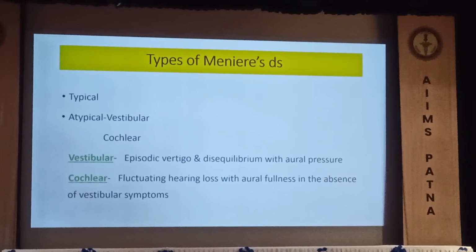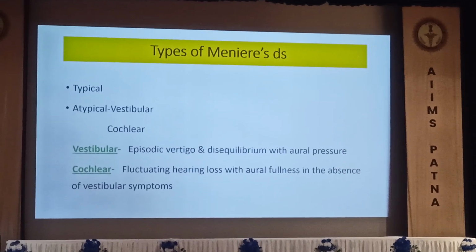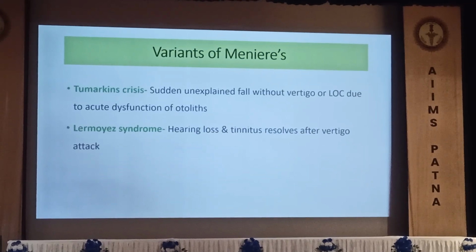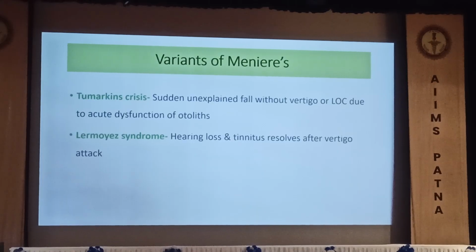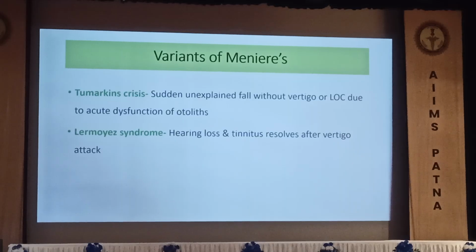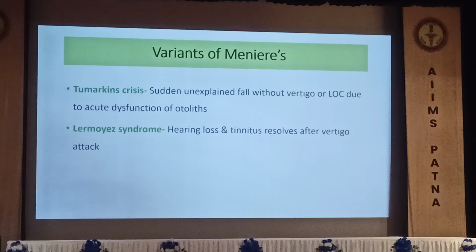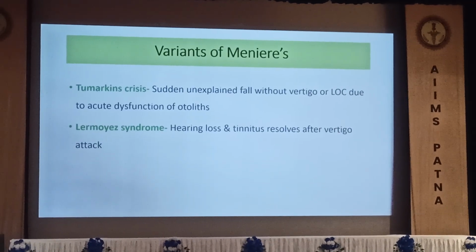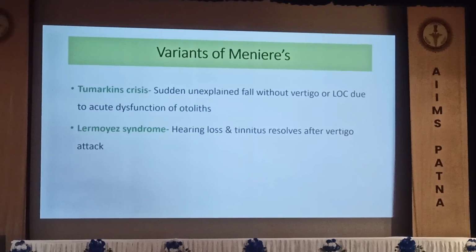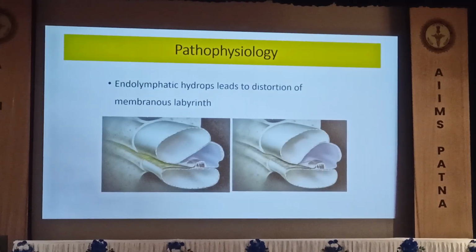Various types of Meniere's have been described. It could be vestibular, where vestibular symptoms are more prominent. It could be cochlear, where hearing loss problems are more prominent. You can have variants. We all know about Tumarkin's crisis. The patient is walking, talking, and they suddenly fall down without loss of consciousness. They might not even talk about vertigo, and the patient falls down. So these sudden falls are again a difficult thing to understand, usually a part of Meniere's disease called Tumarkin's crisis. Lermoyez has a bit different way to present, but patients do have resolution of hearing loss and tinnitus after vertigo.